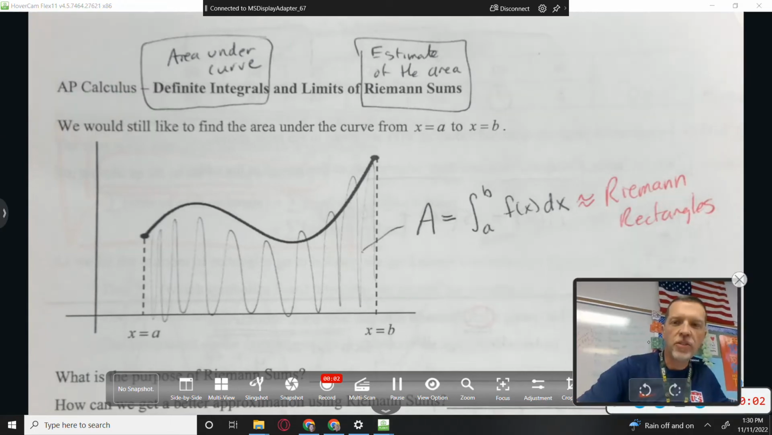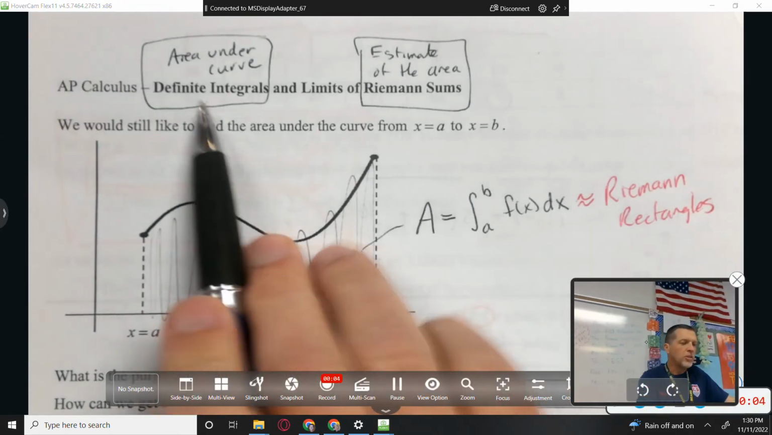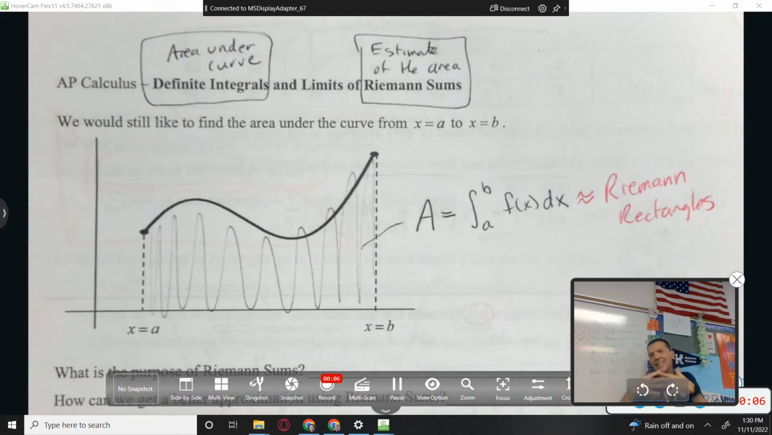All right, so notes for today. Looking at definite integrals, Riemann sums, and we're going to connect the dots here. But before we connect the dots, let's remind ourselves about the individual dots before we start connecting.